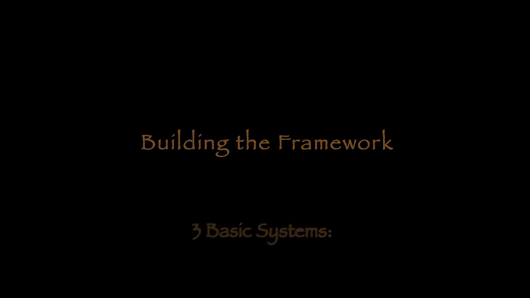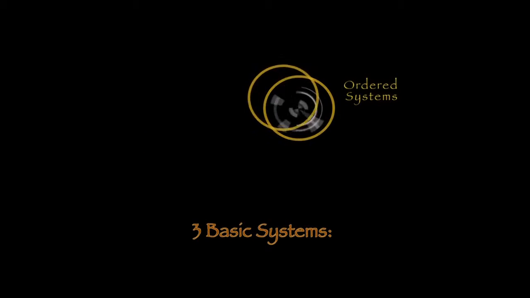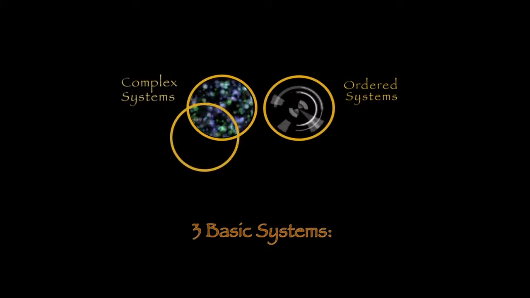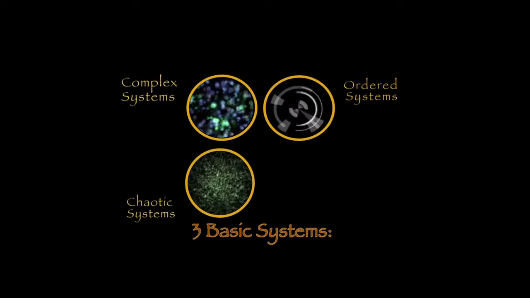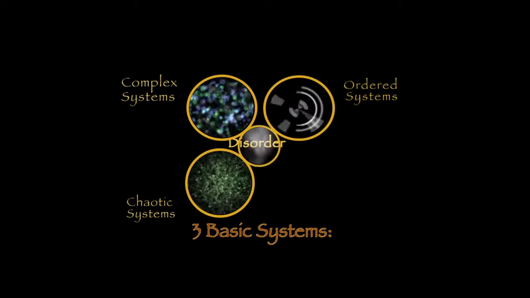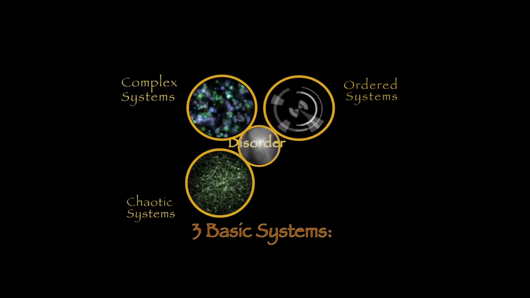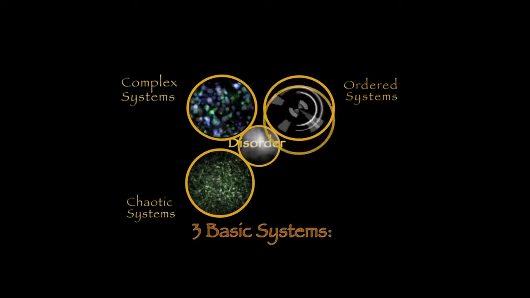We take the three basic systems here: ordered systems, complex systems, chaotic systems. We create a new category called disorder, and we divide order into two, simple and complicated.